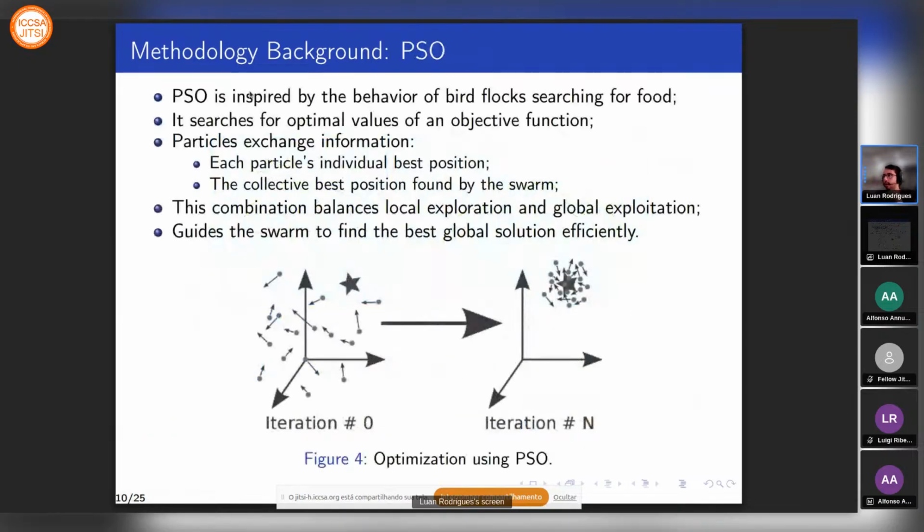And now we have the particle swarm optimization that will be responsible for guiding the swarm, the boids, to the pollutant edge. Here we use the particle swarm optimization as a method to find the edge of the pollutant by using the boids as the particles of the algorithm and the pollutant concentration in the water as the objective function of our method.